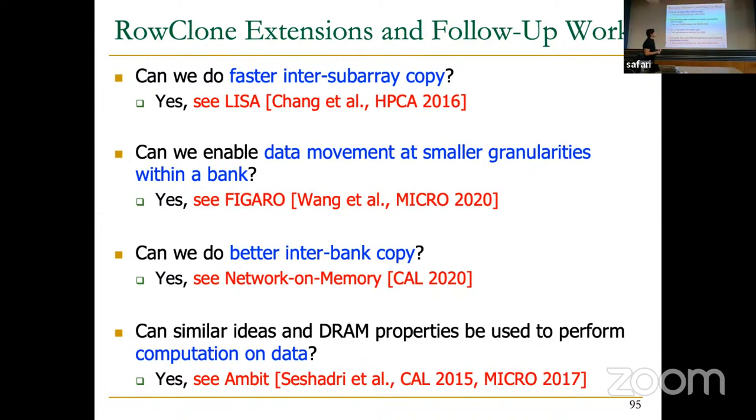But you can even transfer data, or you may want to transfer data, at smaller granularities. This other paper from MICRO 2020, Figaro, proposes a way of transferring data in smaller granularities using the global row buffer, or how to do better inter-bank copy. This is another proposal for 3D-stacked memories. And similar ideas, as I said, and we will see next, can also be used to compute on the data, such as the Ambit paper.